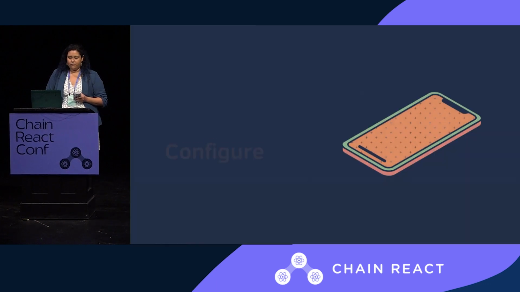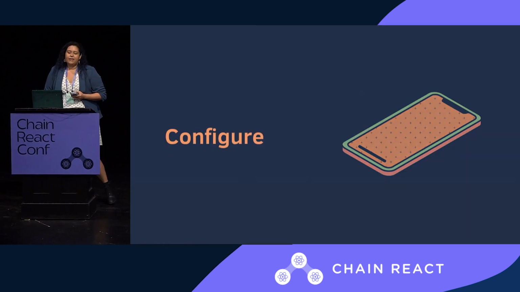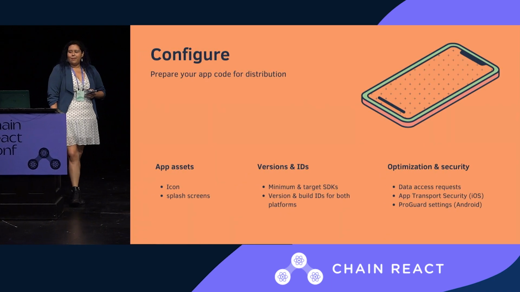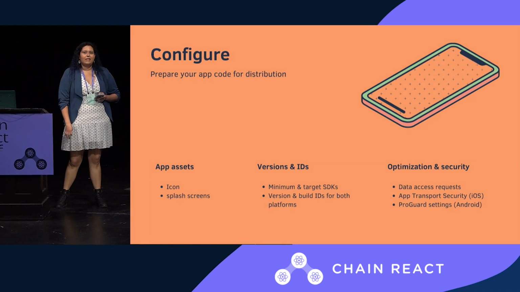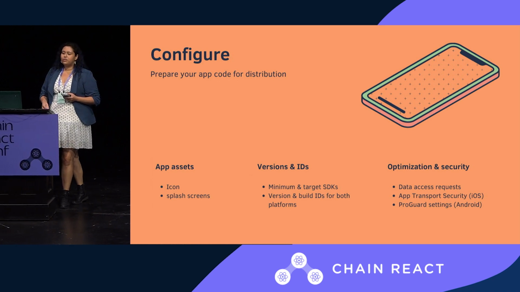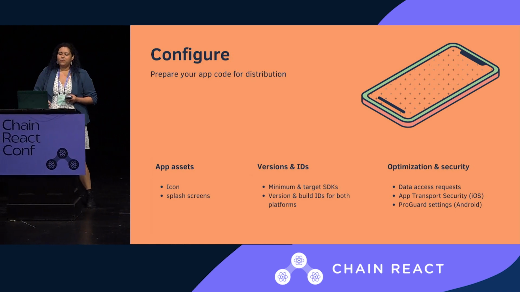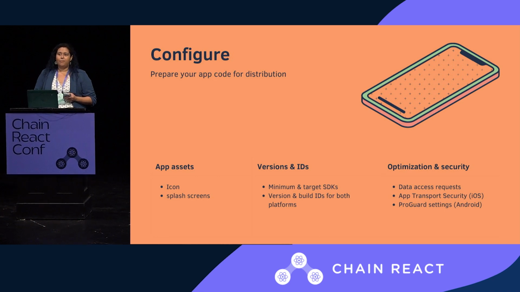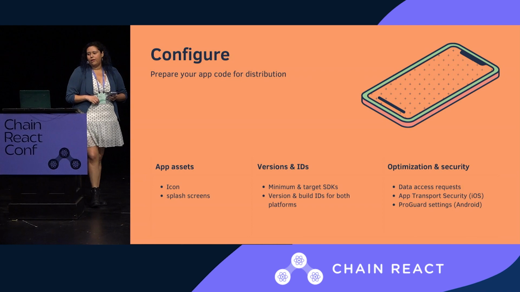So we will start with configuration. And again, configuration is preparing your app code for distribution. This is going to be things like setting up your app assets, like your icons and your splash screens, setting your versions and IDs, and also flagging any variables related to optimization and security for production builds.